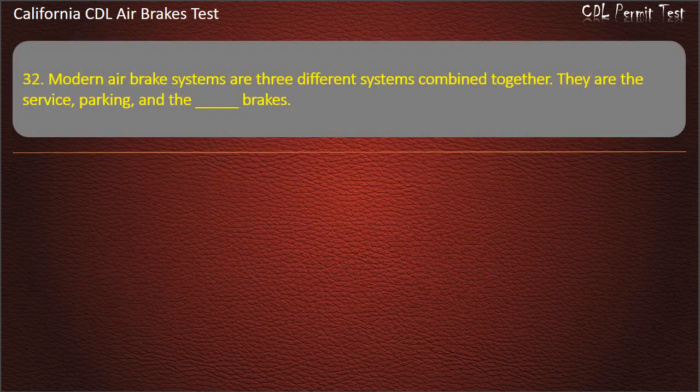Question 32. Modern air brake systems are three different systems combined together. They are the service, parking, and the brakes: S-cam, emergency, or foot. Answer. Emergency.